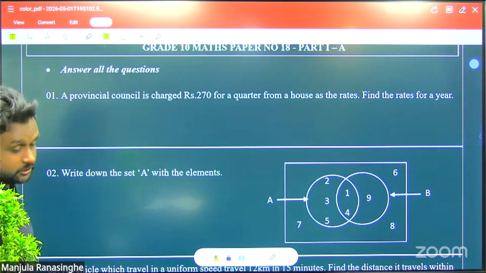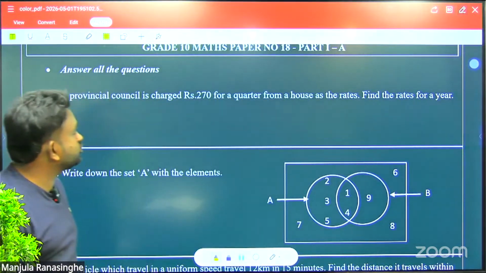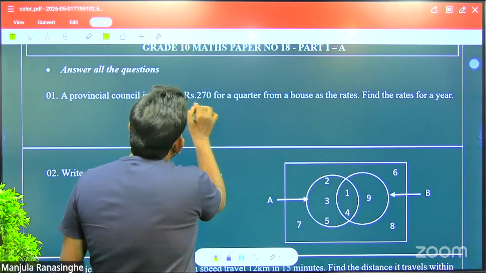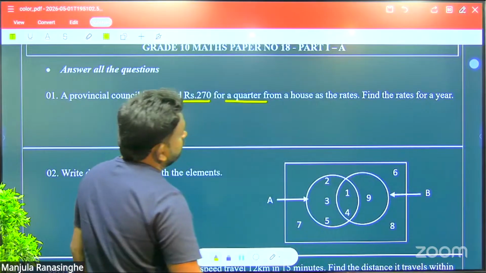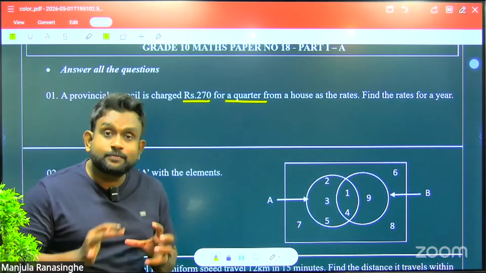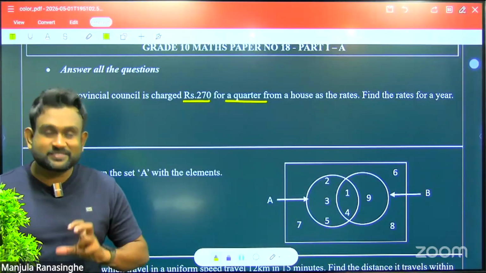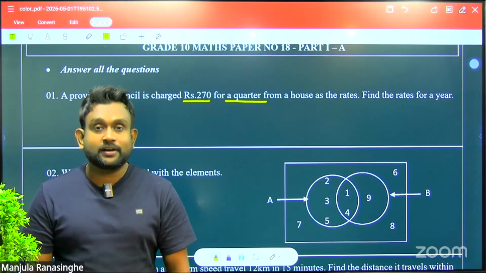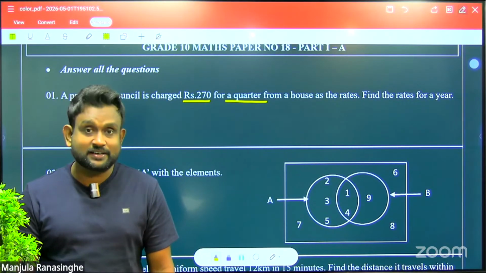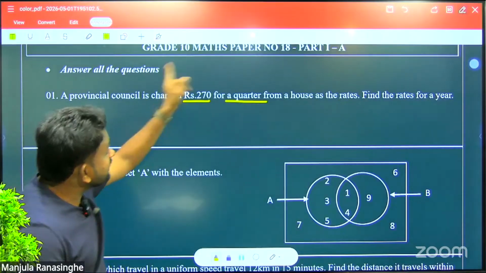Now the first question: a provincial council charges rupees 270 for a quarter. Underline the special part here. This is the payment for a quarter from a house as rates. Find the rates for a year. So the quarterly payment is given and they are asking about the annual payment. This is the percentage lesson which we learned in grade 10 second term. Now we are discussing second term oriented papers. Here quarterly is 270, and they are asking annually.